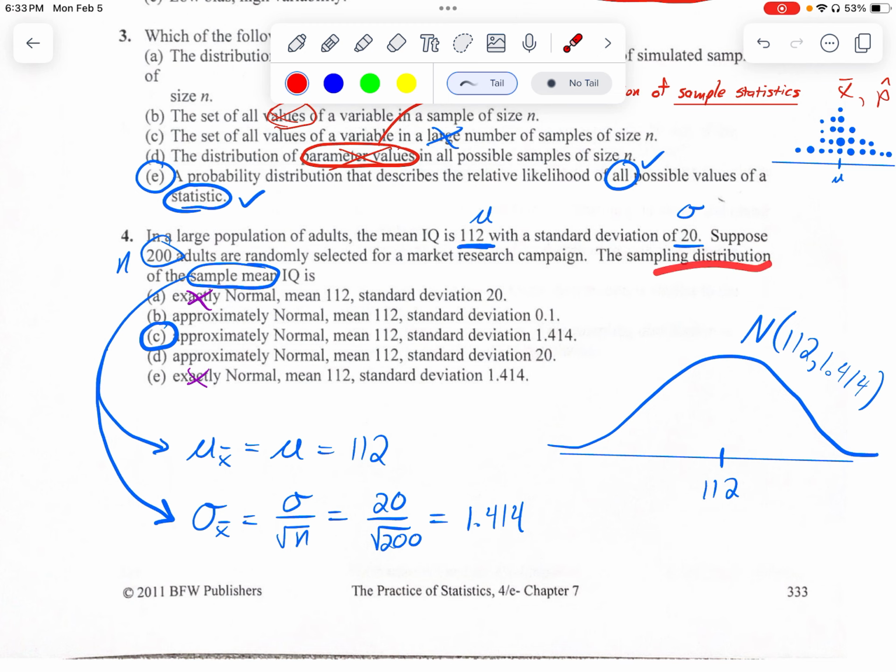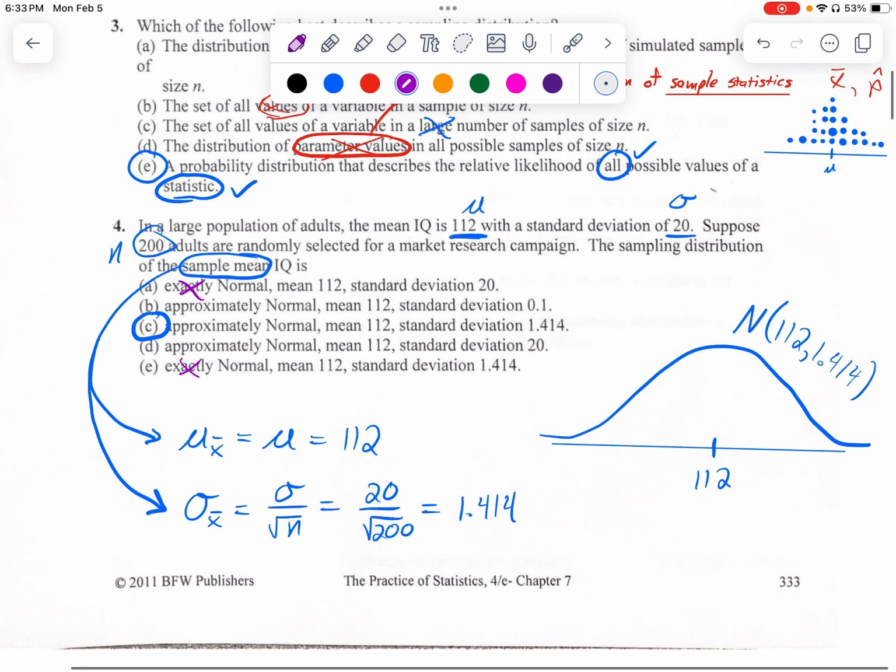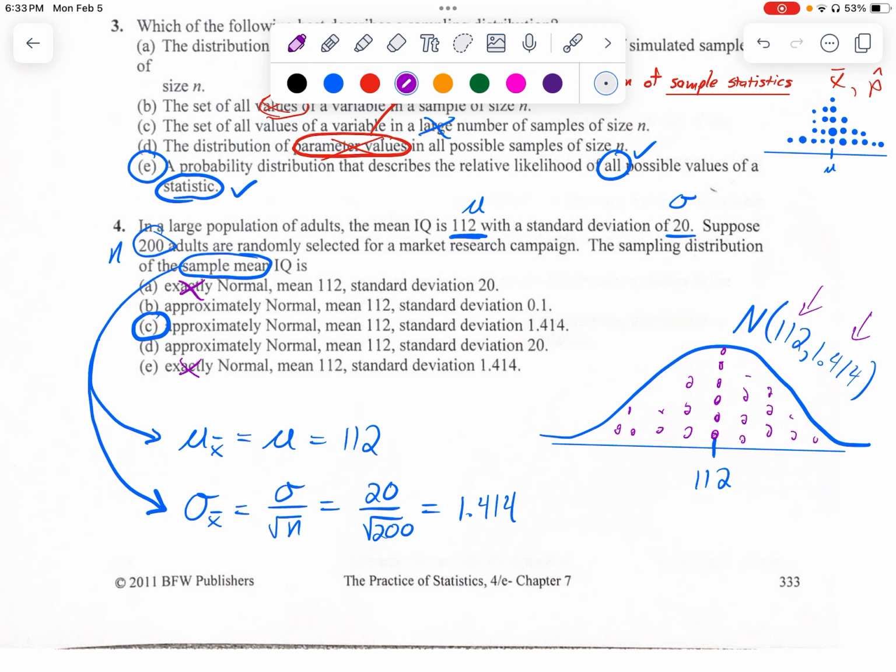So this sampling distribution, if you all took samples and came up to the board, we'd have a lot of dots right at 112 because that's what we expect. You'd have some dots a little bit higher, right? Some dots a little bit lower, a couple dots way down here, right? But it would be roughly normal, and the average would be centered here with a standard deviation of 1.414.